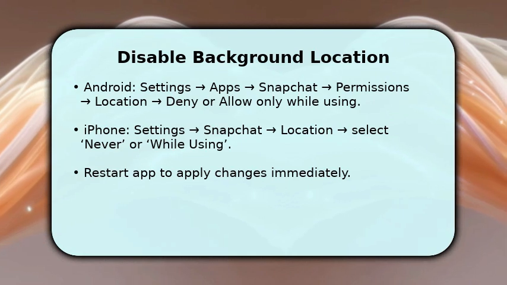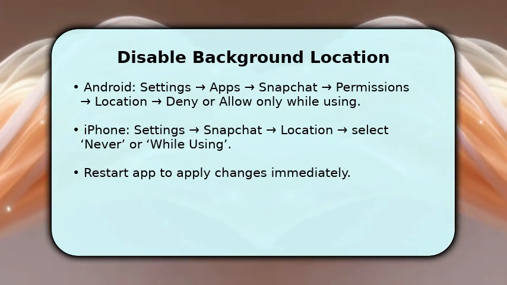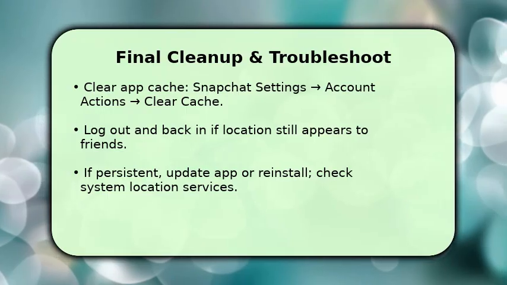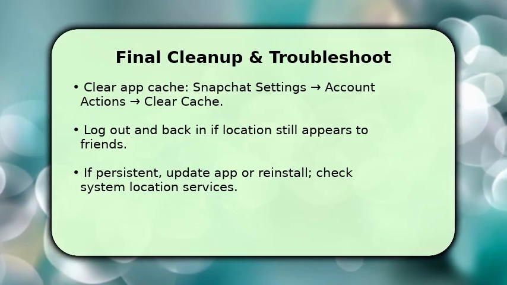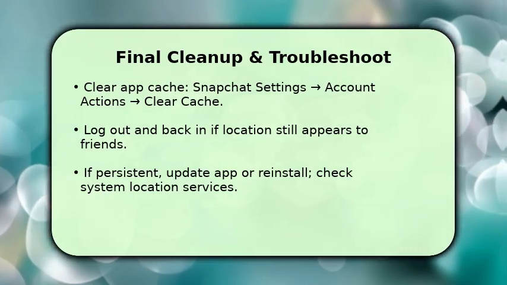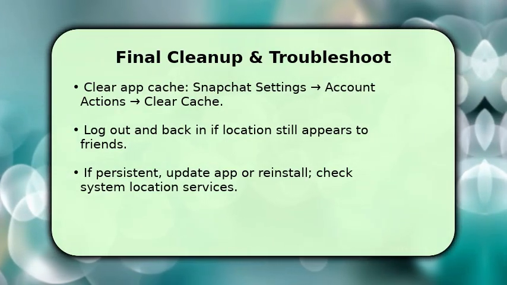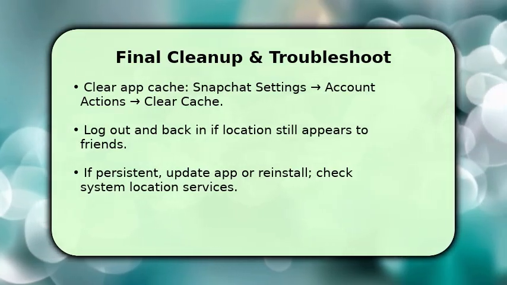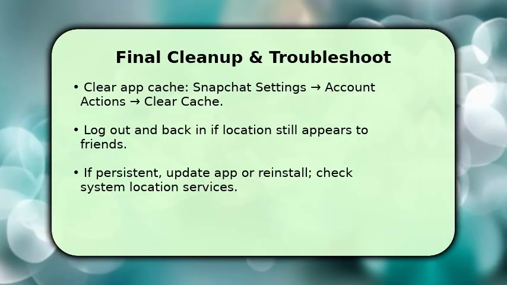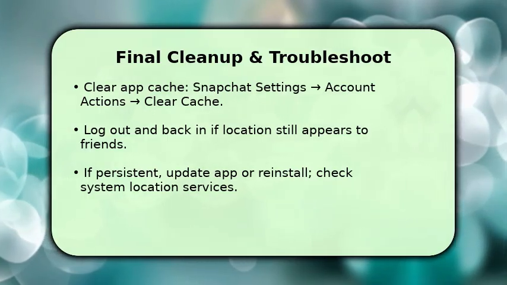Finish by clearing Snapchat's cache to remove stale location tokens. Settings > Account Actions > Clear Cache, then confirm. If friends still see a location, log out and back in to force a refresh. If problems persist, update or reinstall the app and double-check system location services aren't overriding your choices.